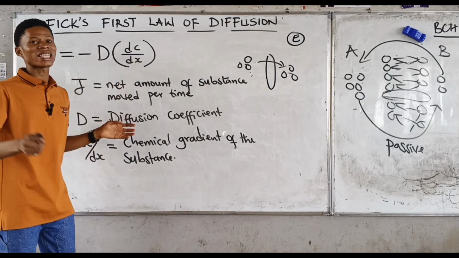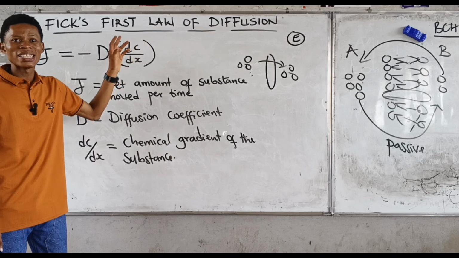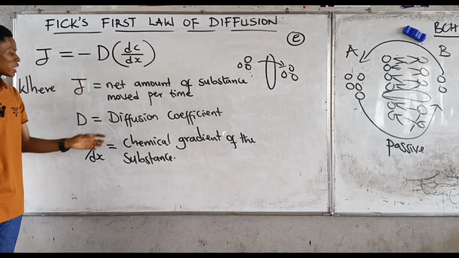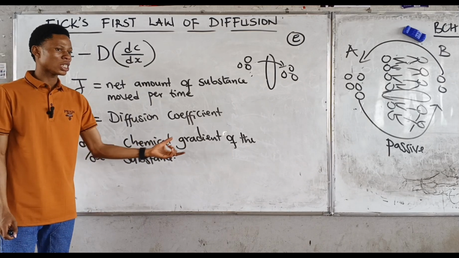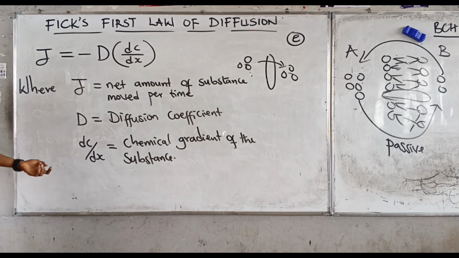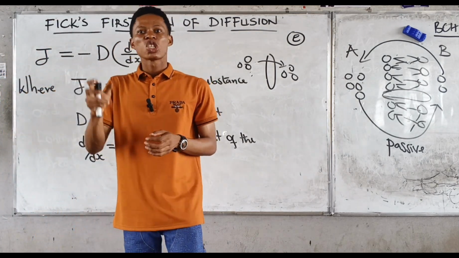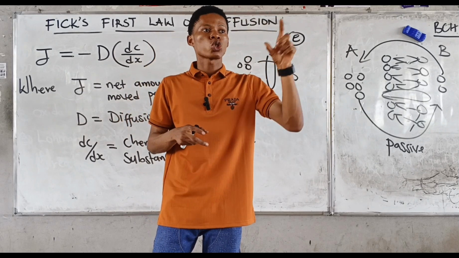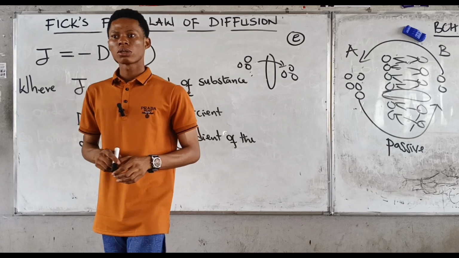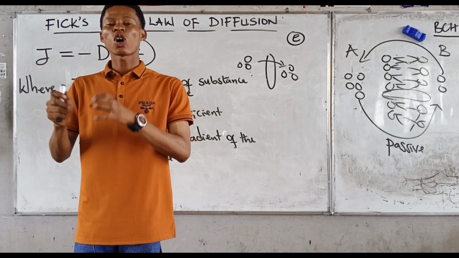And anytime you see something like dc/dx, dy/dx, we are talking about gradients. So this dc/dx here is the chemical gradient of the substance. So this law is stating that something is proportional to the solubility of the molecule. What is that? The net movement of what? The rate of diffusion. That's the rate of movement.